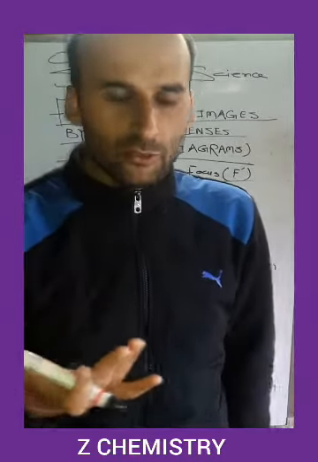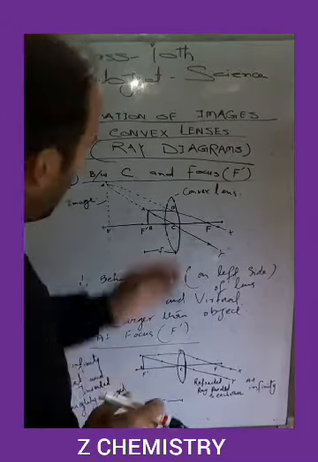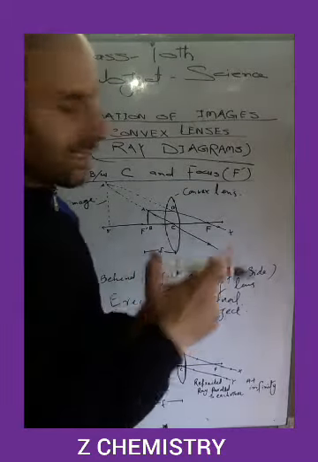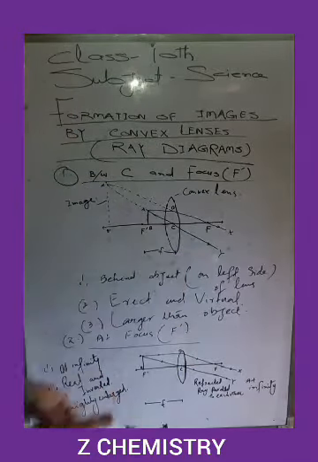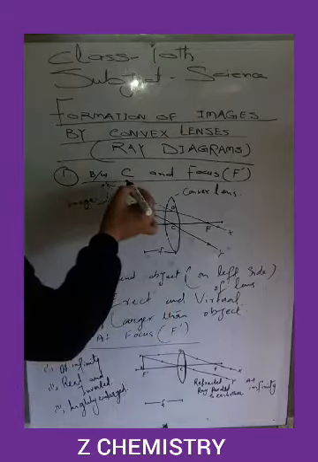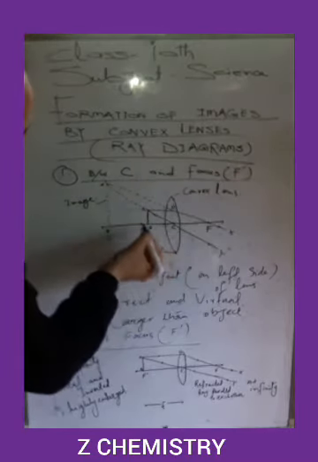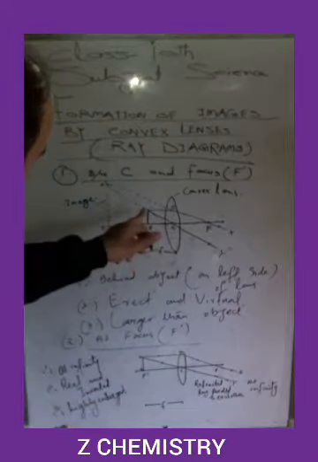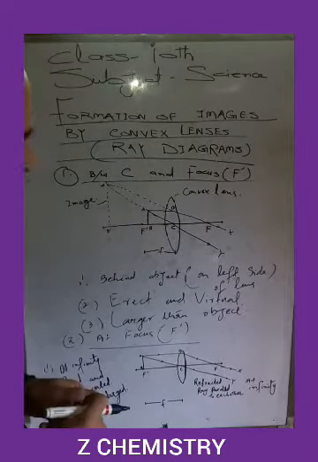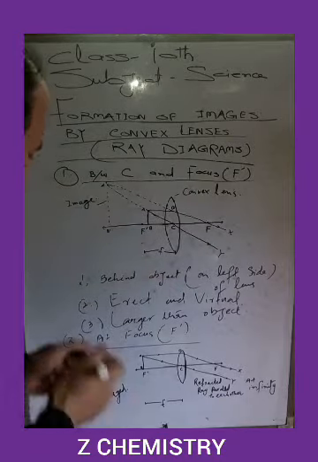As I already told you, there are two foci for these lenses. Both foci are placed at an equal distance from the center of curvature on either side, on the right side as well as the left side. Here the object is placed between the optical center and focus. That particular focus is shown by the F dash sign. This is the position of the object here.